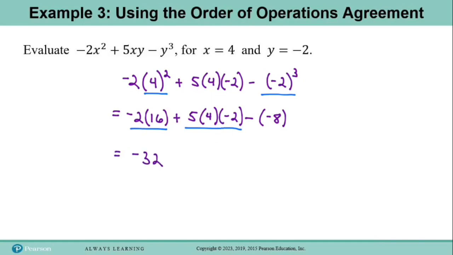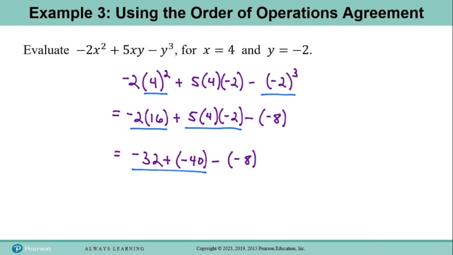The second one is 5 times 4 times negative 2. So 5 times 4 is 20, and 20 times negative 2 is negative 40. So it's going to say plus negative 40. And then we've got minus negative 8, which I'm going to just keep just like that. Okay, now we're ready to do adding and subtracting in order from left to right.